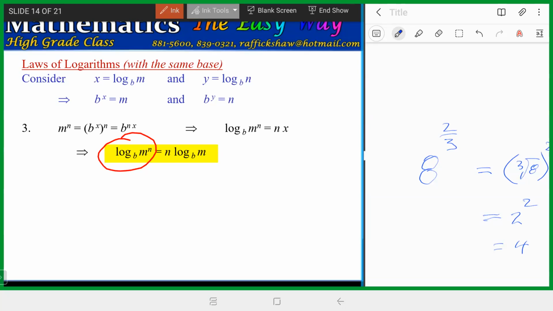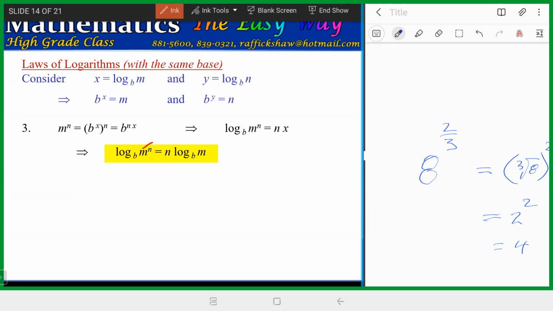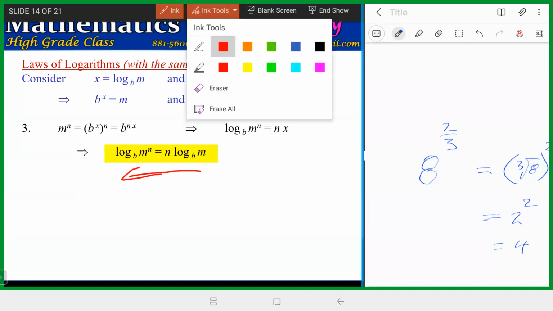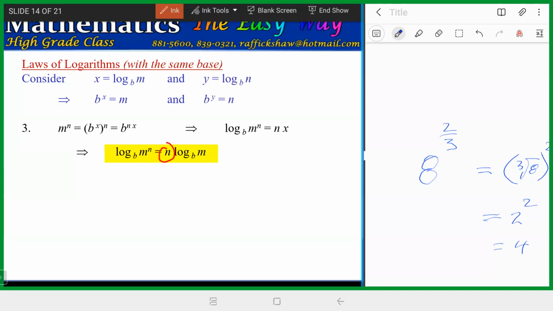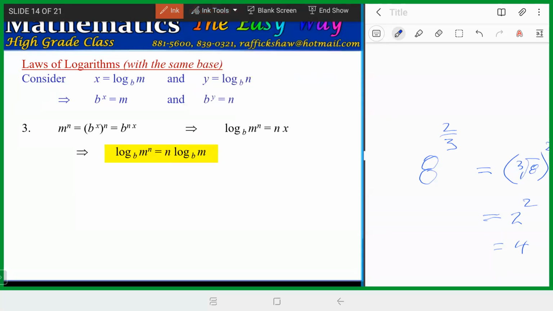Let's learn the law. Now, if a number is raised to a power, the power comes to the front. I have to learn the law this way as well. They go from this to this. So in other words, if I have a multiplier on the log, I can bring it up as the power up here. Right? You have to learn the laws both ways and use them.